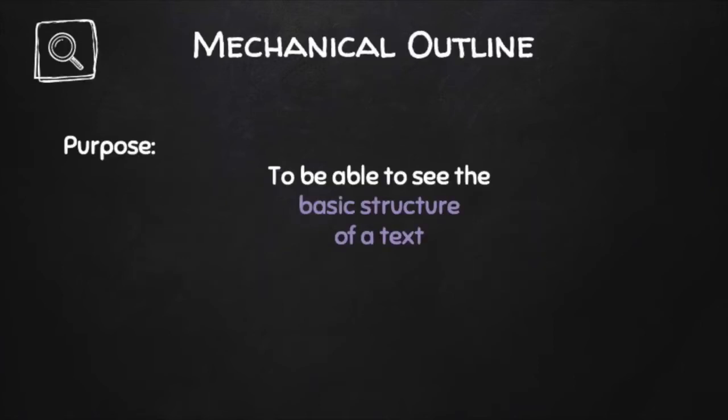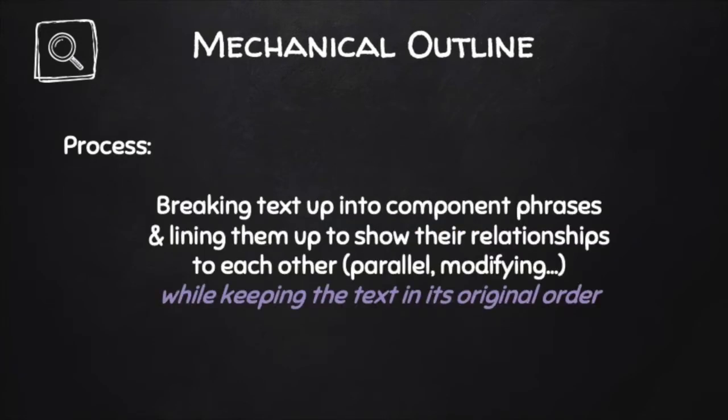Now, first of all, let me just tell you what's the purpose of a mechanical outline. It's so that you can quickly see the structure of a verse or a passage. The idea is to line up the various parts of the verse or the passage or the sentence, break it up into its component parts and line them up so that the parts that modify one another are underneath and the parts that are parallel are underneath each other. I'm going to show you how I did that with 2 Timothy 2:15.